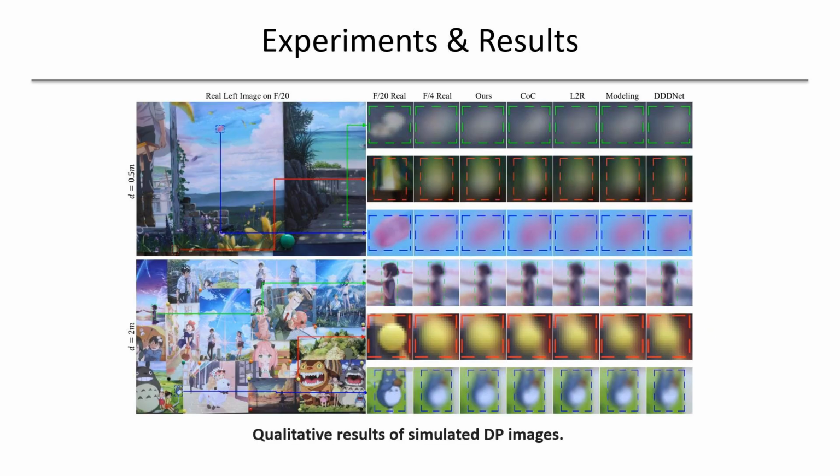We evaluated simulated versus real defocus left DP images at 0.5 meters and 2 meters. Other method simulations have issues like inconsistent pattern sizes, incomplete shapes, and texture shifts around the 1 meter focus distance. Ours produce the most realistic results.